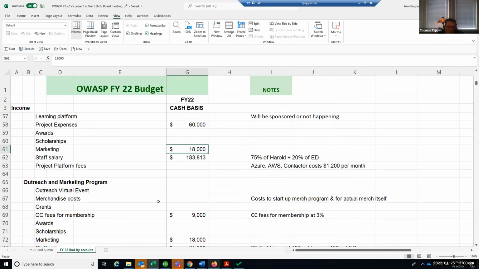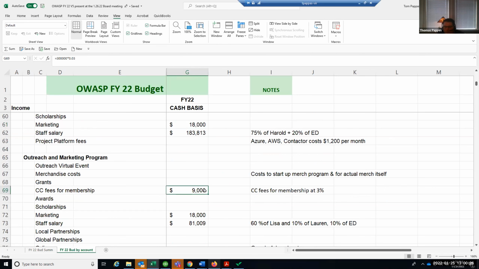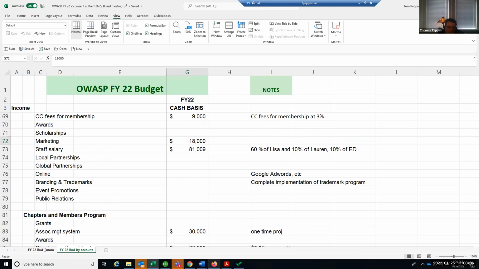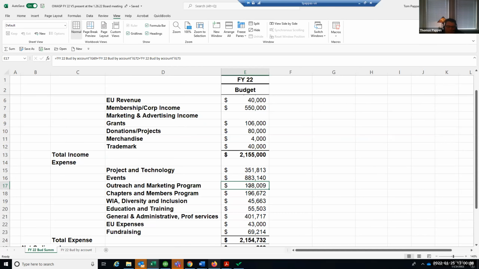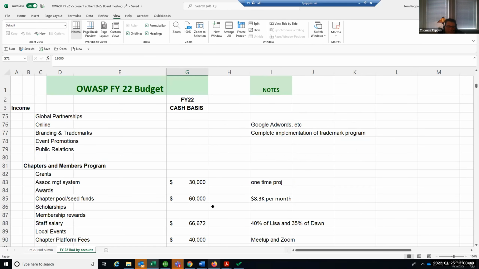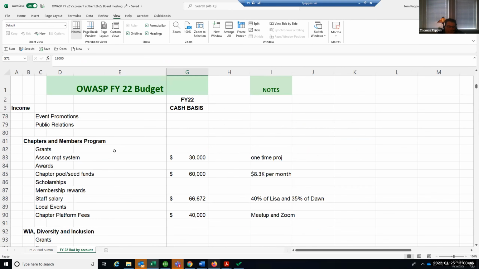For outreach, again, we've got credit card fees for all the memberships that are paid through credit cards. Again, here's the other half of the marketing that we're planning, and staff salaries. So the outreach is 108. The chapters and member programs, this is where we've put in 30,000 for, as Andrew mentioned, the association management system. From what I typically see, that's enough to do a transition and get a platform.